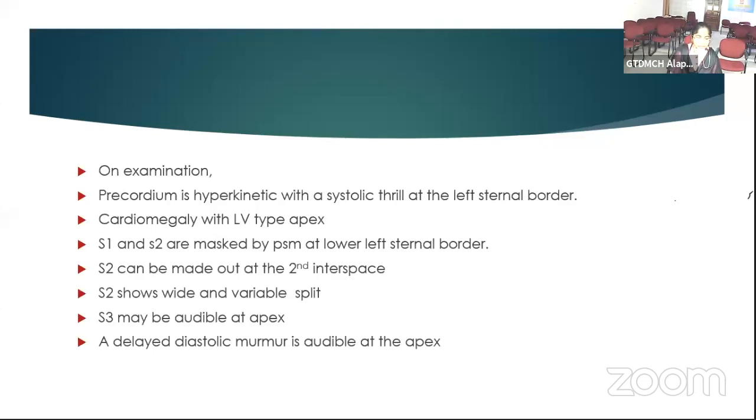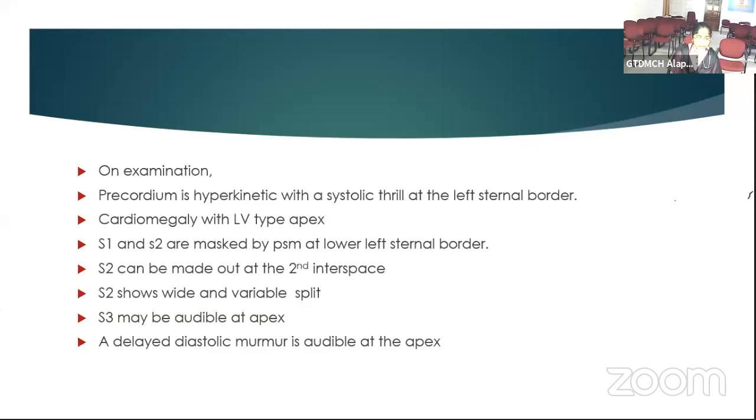Coming to the examination findings, the precordium is hyperkinetic with a systolic thrill at the left sternal border. In moderate and large VSDs, there will be cardiomegaly with LV type of apex. There will be a pansystolic murmur at the lower left sternal border, and S1 and S2 are masked by the pansystolic murmur at the lower left sternal border.